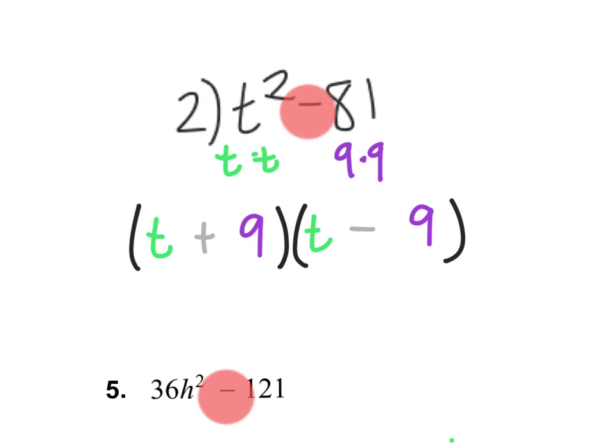Remember that one of my t's comes from here, the first t comes there, and the second t goes in the second parentheses, and the same is true with my 9's. The first 9 goes in the first parentheses, and the second 9 goes in the second parentheses. And every time without fail, there is always one plus sign and one minus sign. It's just the way it works.